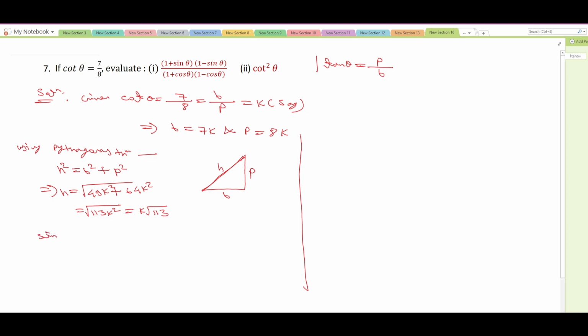So sin theta equals p by h, where p equals 8k and h equals root 113 k. K cancels out, we have 8 by root 113, and cos theta equals b by h, where b equals 7k and h equals root 113 k. So 7 by root 113.